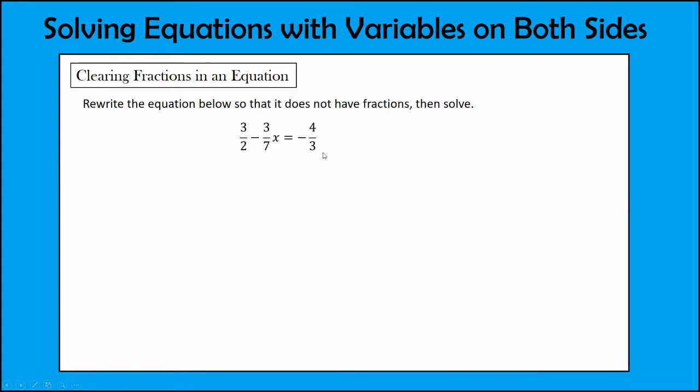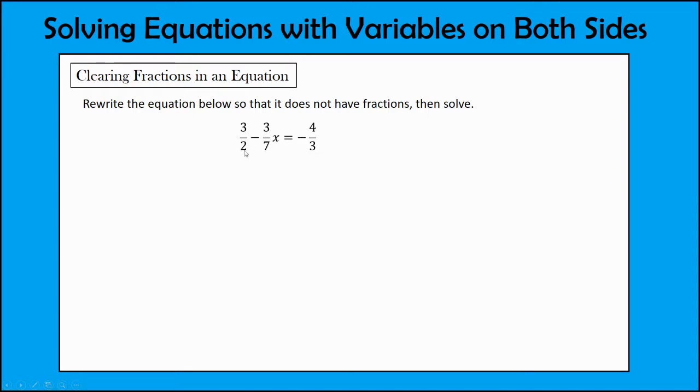Let's do another one. So I got 3 over 2 minus 3/7 x equals -4/3. We want to eliminate the fractions so I can work with an equation that has no fractions in it. So 2, 7, and 3. We got to find the smallest number that 2, 7, and 3 all go into evenly.